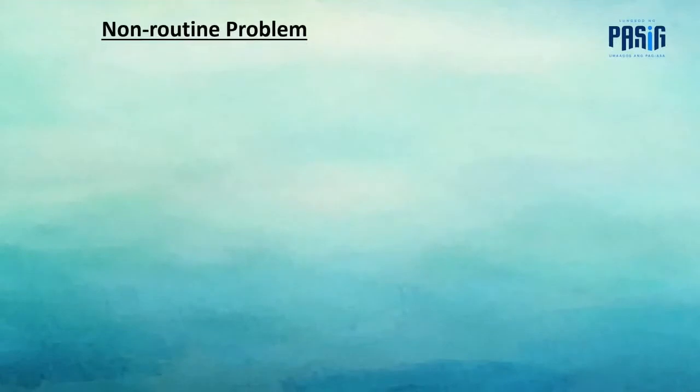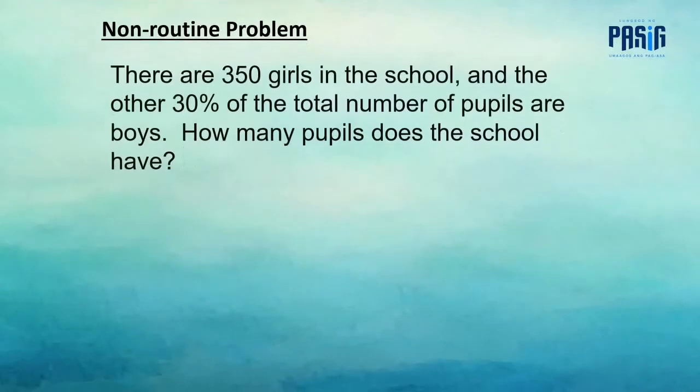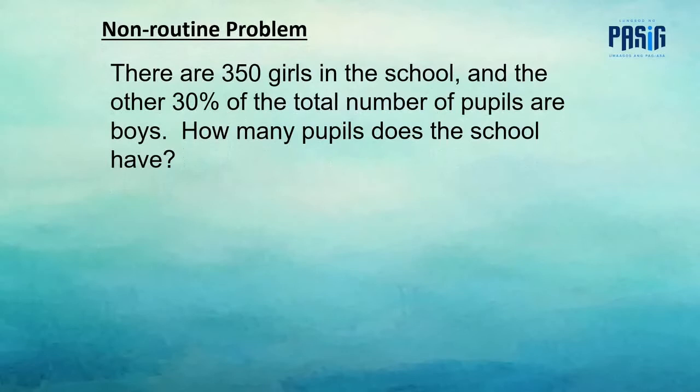Let us come now to a non-routine problem. Example: read and analyze. There are 350 girls in the school, and the other 30% of the total number of pupils are boys. How many pupils does the school have?